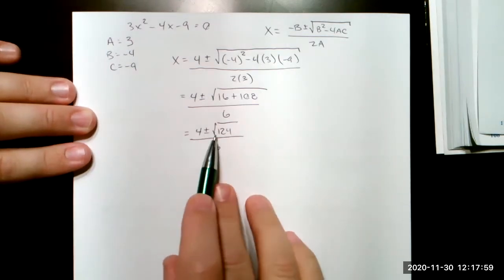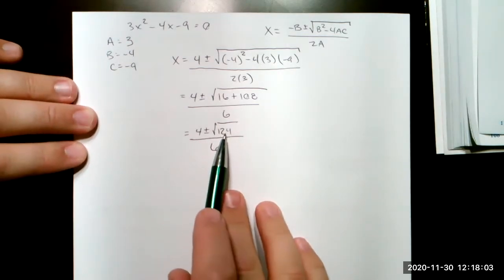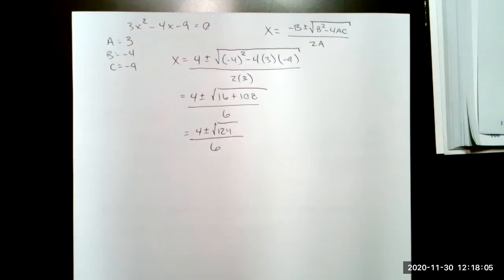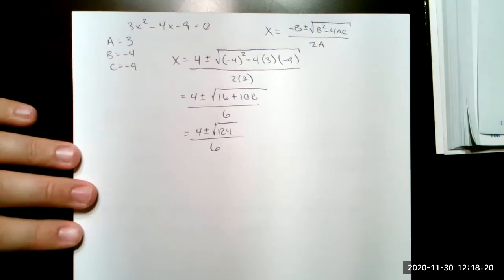I'm sitting here, 4 plus or minus the square root of 124 divided by 6. If I type in the square root of 124, I don't know, what is that going to be? 10, 11 something, 11 point something, I'm guessing. So it's going to be a decimal. It's not going to be a nice even number. 124 is not a perfect square.